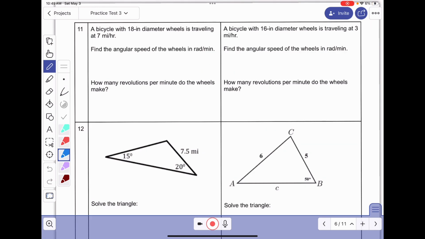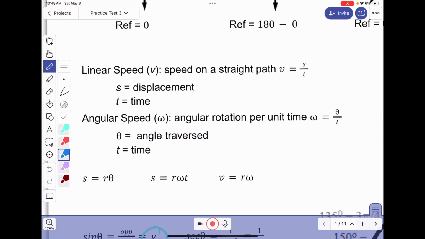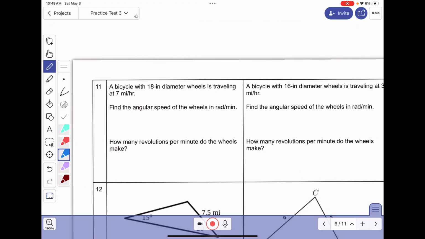All right, let's look. Number 11. A bicycle with an 18-inch diameter wheel is traveling at 7 miles an hour. Find the angular speed in radians per minute. How many revolutions per minute do the wheels make? So angular speed, I need to go look that up here. So linear speed is our speed on the straight path, V. So that tells me that V is 7 miles per hour.